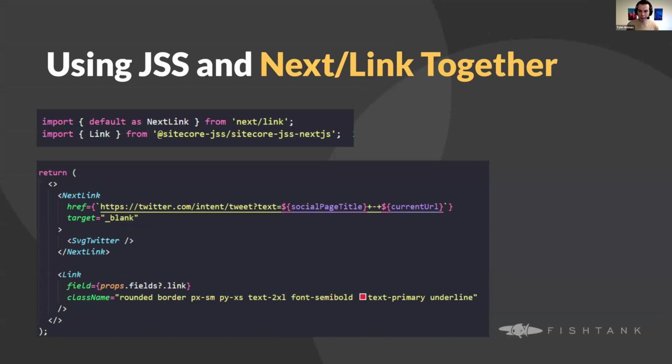And then sometimes you have 2 different links, one that's a full link field and another that's only a URL. Because both NextLink and JSSLink share the same component name, you naturally can't import both at the same time. However, if you use a simple alias import to import the default Next.js link under a different name, then it'll allow you to use both components at the same time.